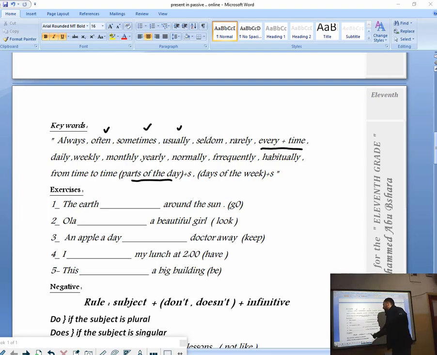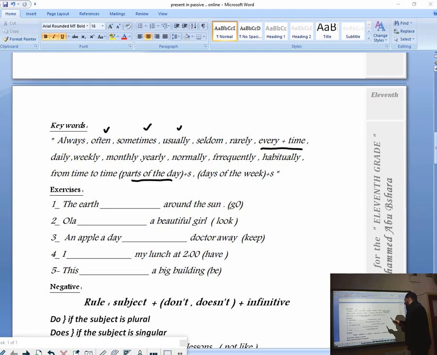Parts of the day plus s is just like I drink coffee in the mornings. It means that I drink coffee every morning. When I add s for the parts of the day, just like I eat my lunch in the afternoons, in the afternoons, not in the afternoon, it means that I want to use it regularly, every morning, every afternoon, etc.